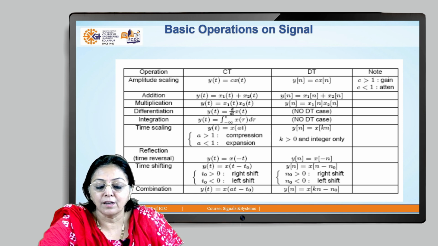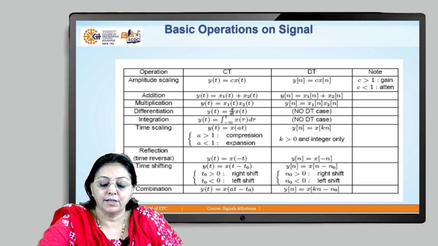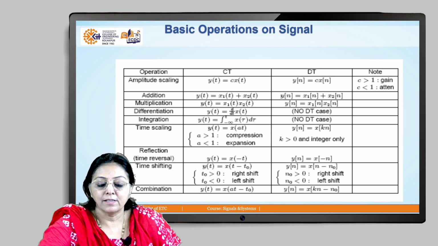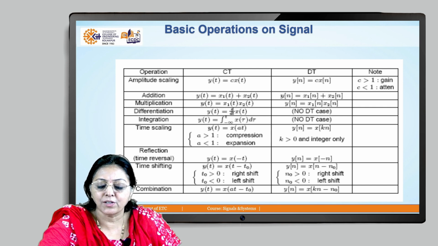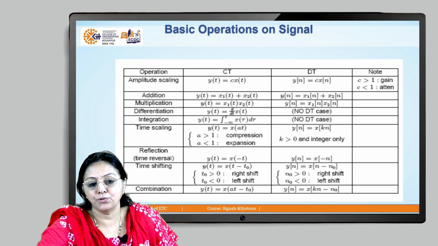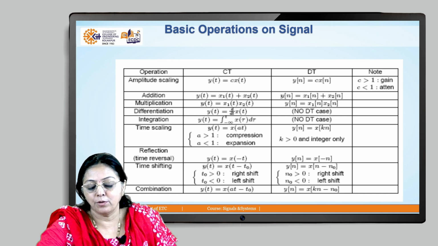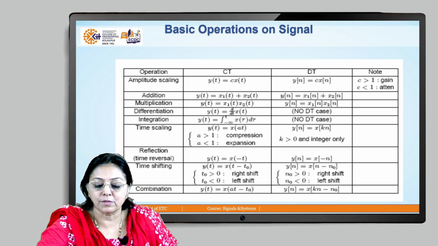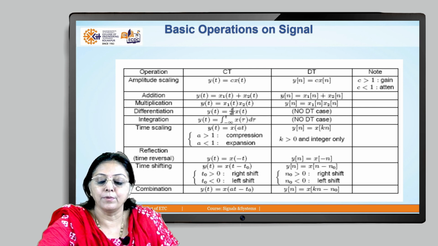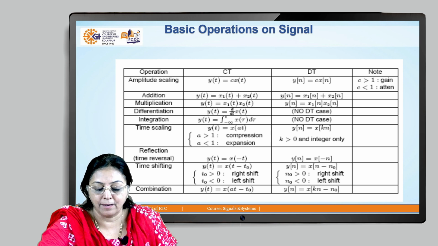Then the reflection I already explained, that is time reversal. Time reversal means taking a mirror image of a signal: y(t) = x(-t), y(n) = x(-n). We'll see the problem solving again. Mirror image means there is no change in the origin. The left side will be transferred to the right, and the right side will be transferred to the left. That is called time reversal or the mirror image of a signal.